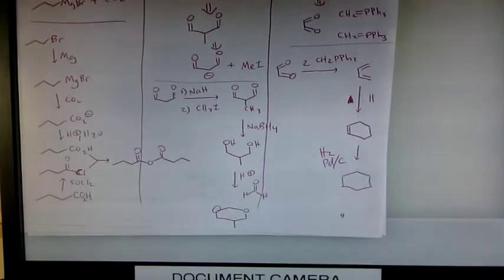Cyclohexane industrially is actually just made by reduction of benzene. So you take benzene and you put it in extreme heat, extreme pressure with some catalyst, and you can actually hydrogenate benzene all the way down to cyclohexane. That's really how it's done. Wow.